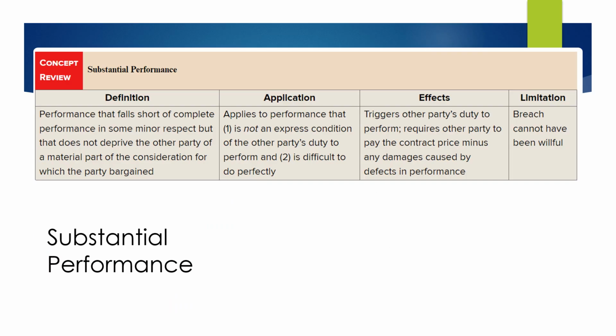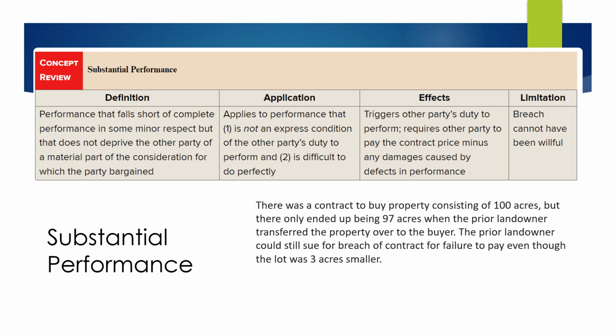Most contracts are what we call substantial performance. Even though the performance may fall short of complete performance in some minor respect, if it doesn't deprive the other party of the material part of what they bargained for, they're going to say that you have substantially performed, and they can then sue you if you don't live up to your end of the bargain.